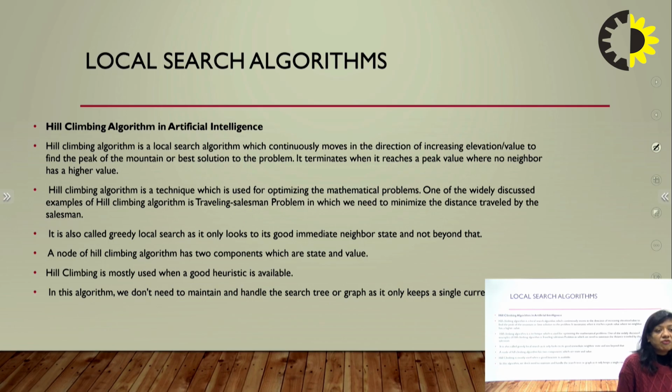One of the widely discussed examples of the hill climbing algorithm is the traveling salesman problem, in which we need to minimize the distance traveled by the salesman. It is also called greedy local search, as it only looks at its good immediate neighbor states and not beyond that. The node of the hill climbing algorithm has two components, which are state and value.